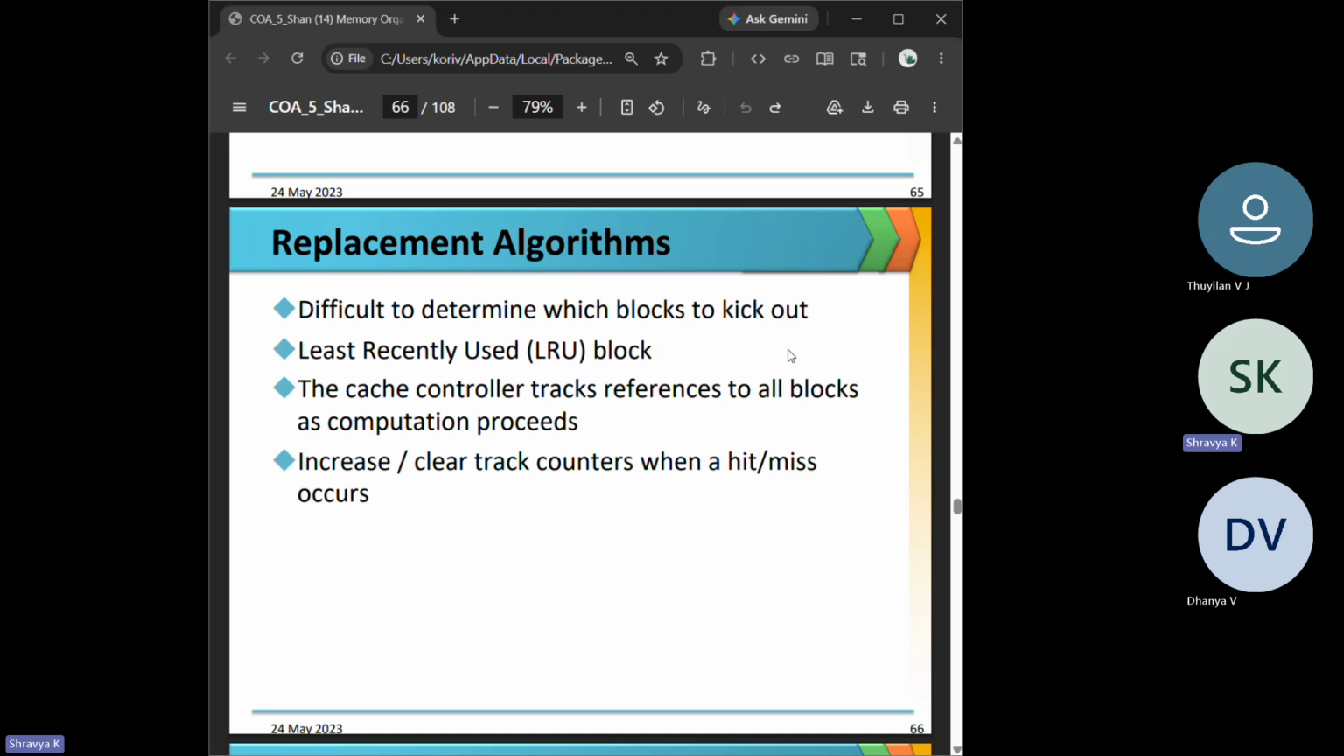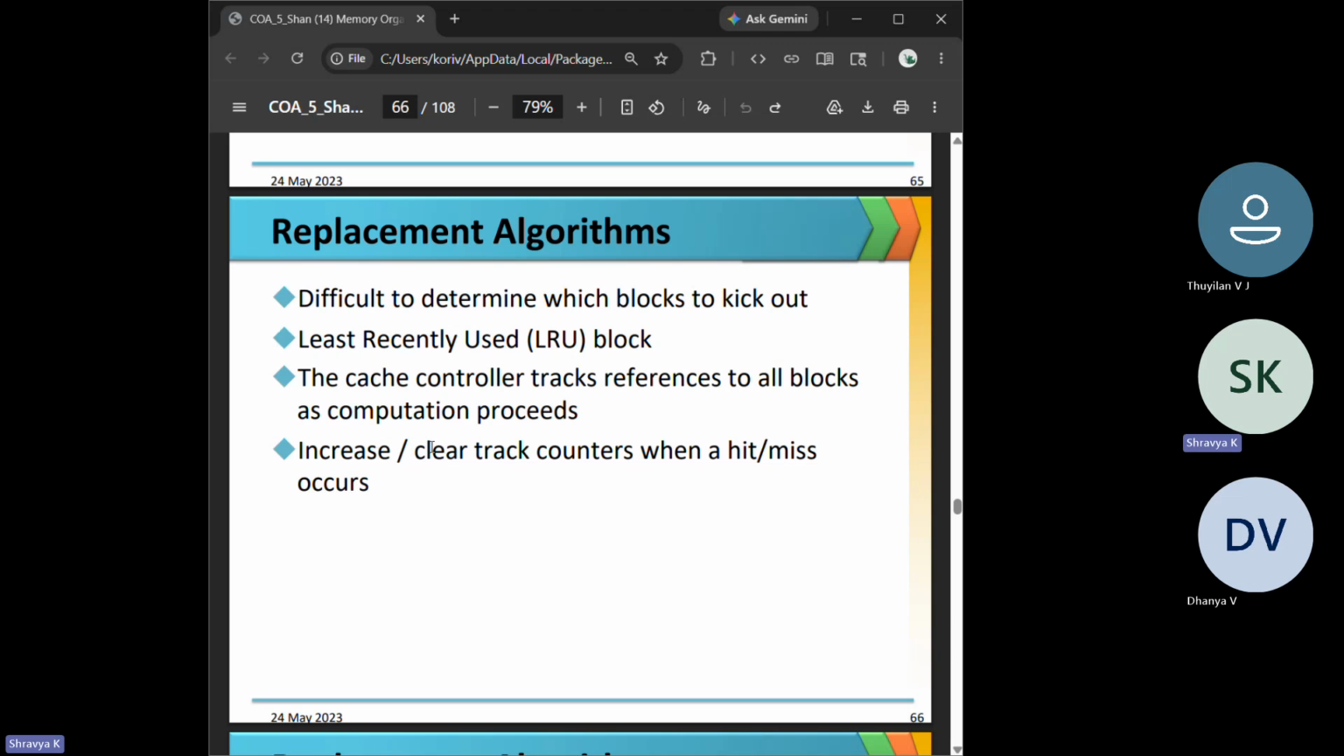But in the case of associative or set associative mapping, we have to find an algorithm to know which block to kick out, right? That is where we'll have to look into replacement algorithms like LRU, least recently used block. Here the cache controller will track the references to all the blocks as the computation proceeds. If you want to see which is the least recently used block, you have to have some way to keep track of it. That is why you have a cache controller which tracks the references, and you increase or clear track counters based on when you have a hit or a miss, right?